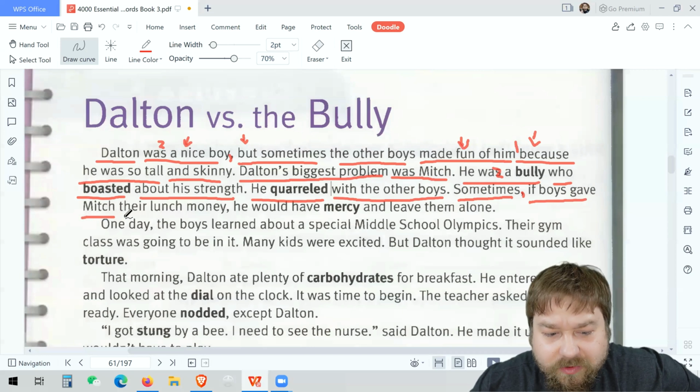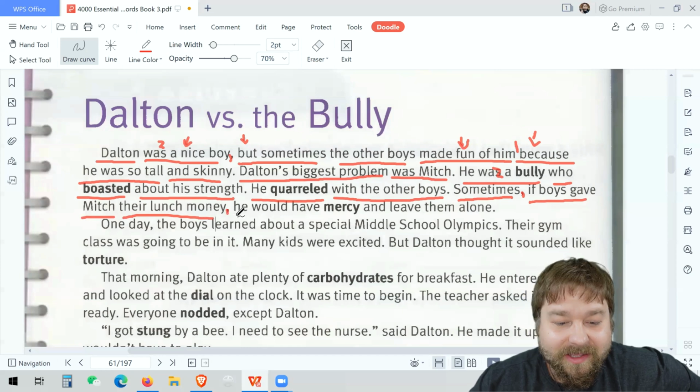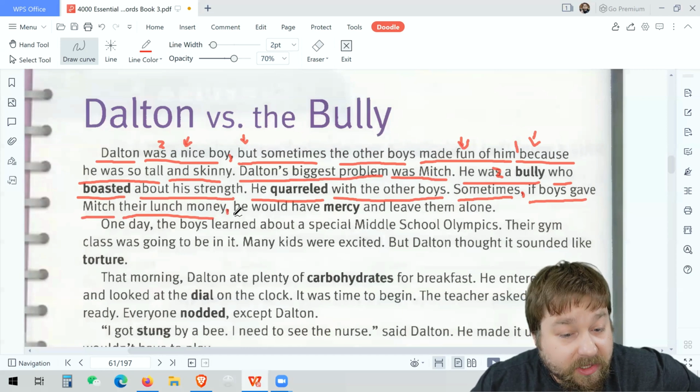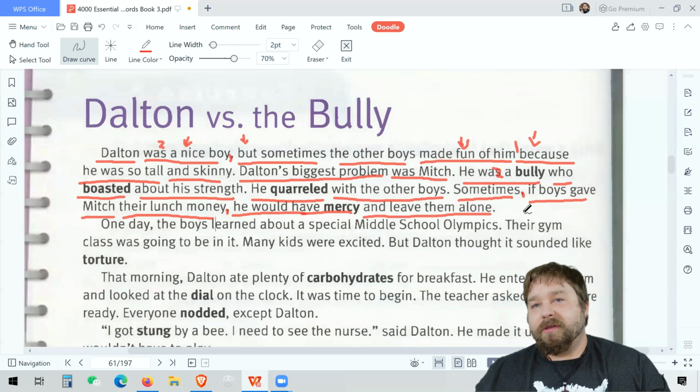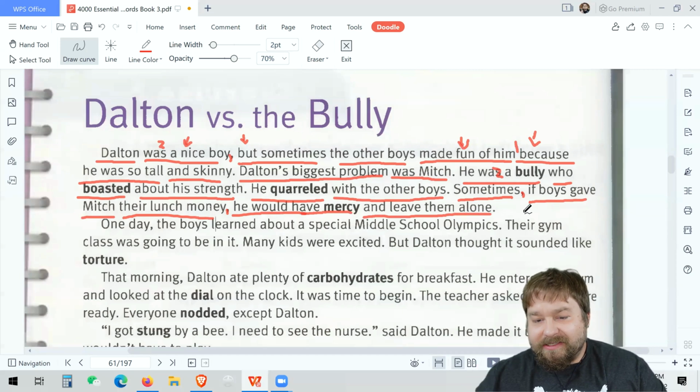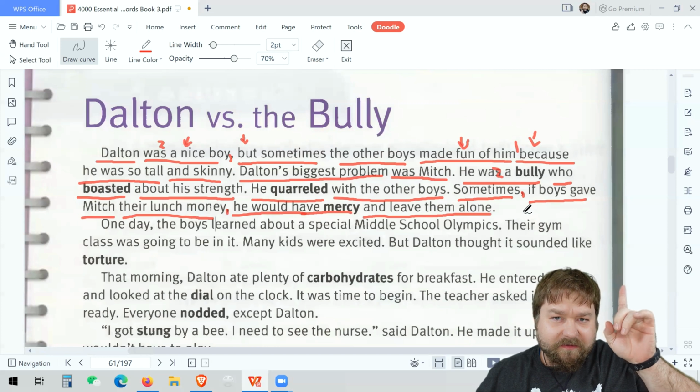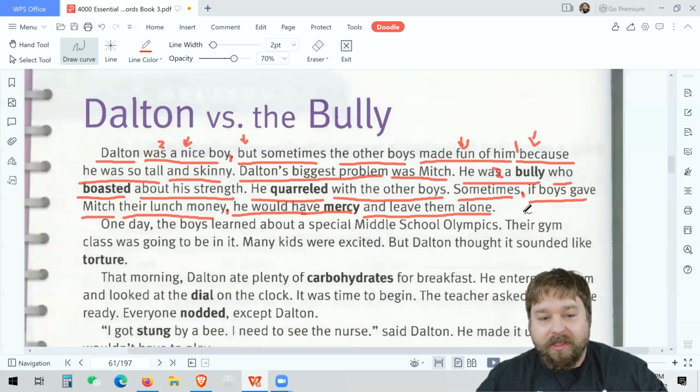If boys gave Mitch what? Their lunch money, comma, stopping, he would have mercy and leave them alone. Oop, I let go. He would have mercy and leave them alone. Let's try this sentence. Go back to the very beginning. Make sure we have our timing.